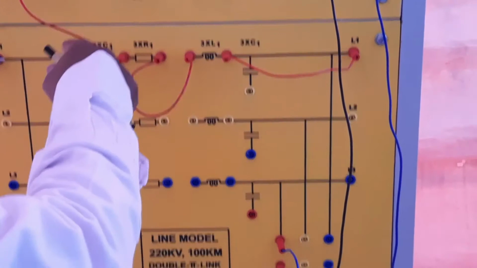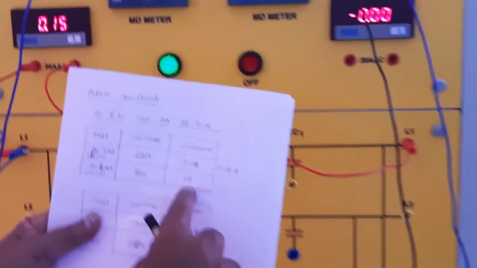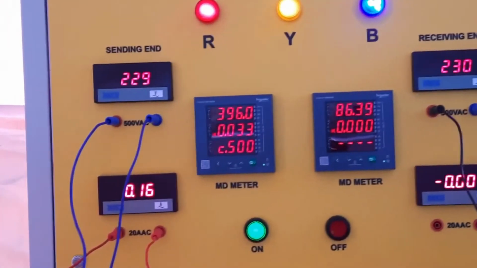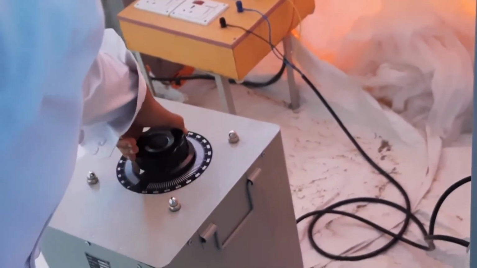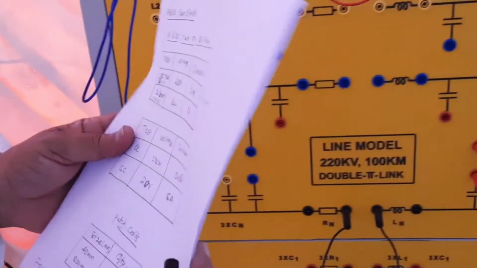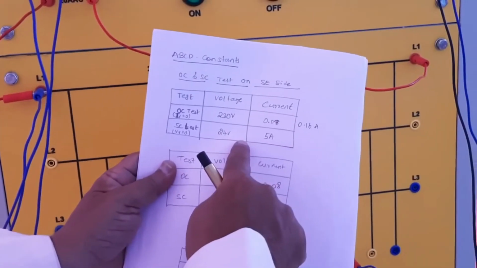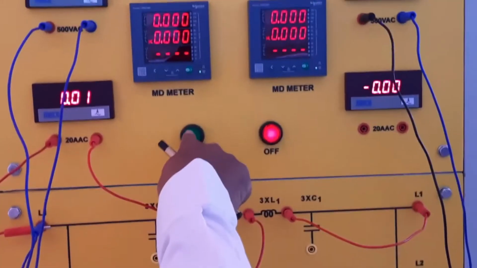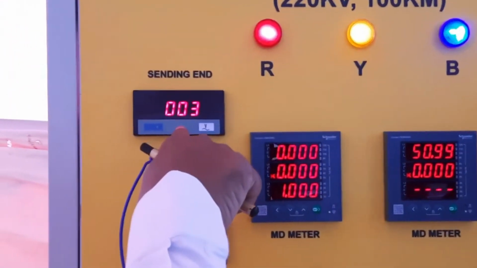I need to conduct a SC test. My short circuit test rated current will be restricted to only 5 ampere. What I will do is, I'll remove this. I need to bring back my dimmerstat voltage to 0. While doing SC test, we need to take precaution that my dimmerstat comes back to 0 position, and then switch on the supply. Ensure that your sending end voltage is 0.